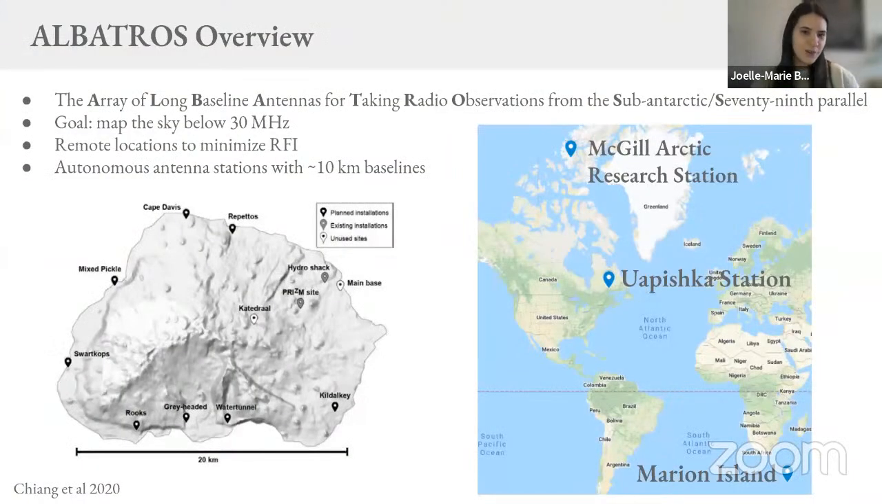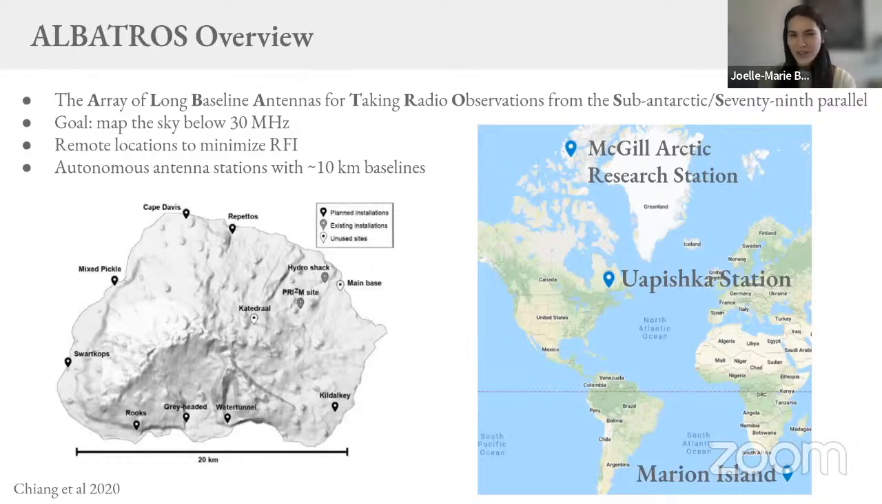So to start with an overview of Albatross, Albatross stands for the Array of Long Baseline Antennas for Taking Radio Observations from the Sub-Antarctic or 79th parallel. And this very long name is because there are two nominal locations for Albatross. One is on Marion Island, which is in the sub-Antarctic off of the coast of South Africa. And the other is the McGill Arctic Research Station. And also recently, because of the pandemic, since we haven't been able to go to these locations, we've been using the Wapishka Station in northern Quebec as a site to test some things.